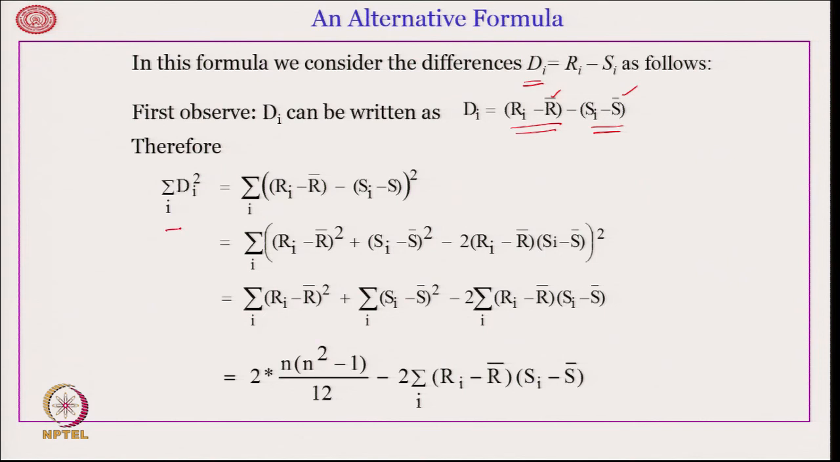Therefore, summation of di square is equal to the summation of the square of these quantities, which we can open up, and we get sigma (Ri minus R bar) whole square plus (Si minus S bar) whole square minus 2 into (Ri minus R bar) into (Si minus S bar). Now, this is giving you the notion of the variance, and two of them, that is why we get 2 into n (n square minus 1) by 12 minus 2 into sigma (Ri minus R bar) into (Si minus S bar).